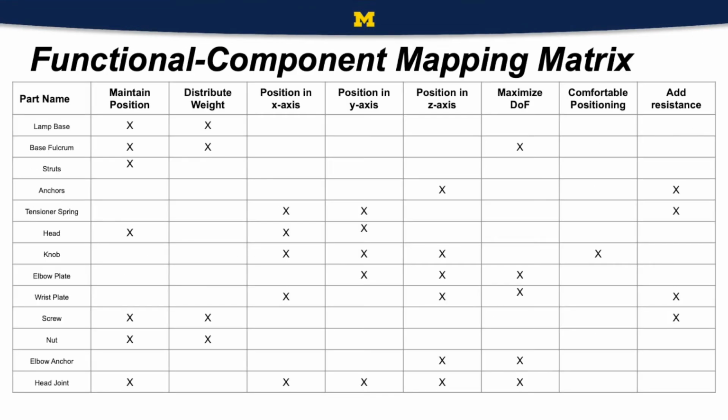We use the FAST diagram to develop our functional component mapping matrix, which correlates the components in our bill of materials to the functives developed in the FAST diagram. The most commonly addressed function is to maintain position, with 7 out of our 13 components being involved in supporting this function. Conversely, the head joint is the component that addresses the maximum number of functions, being involved in maintaining position, moving in the X, Y, and Z axes, as well as maximizing the degrees of freedom.